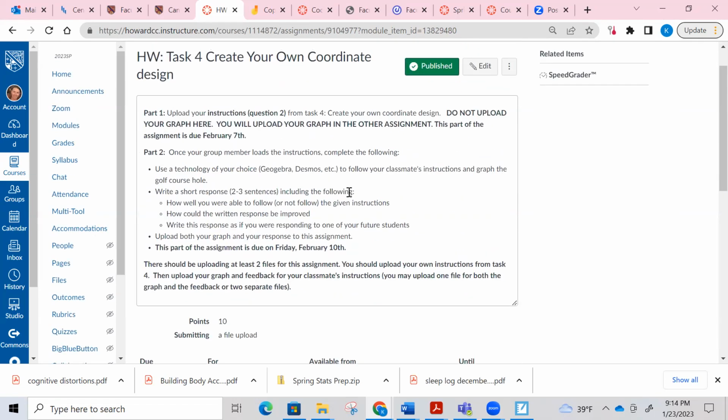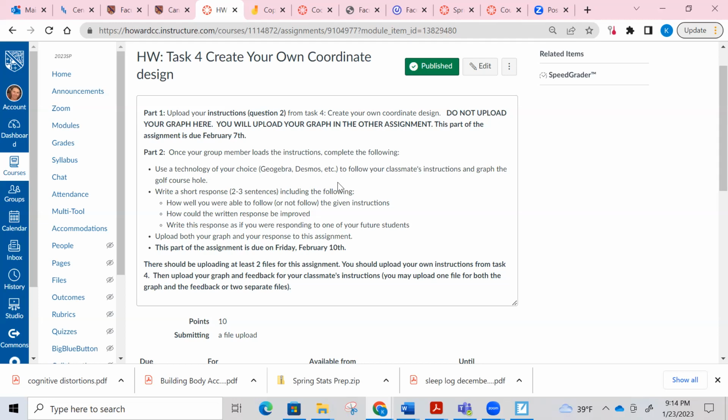Okay, so then after you do that part, you are going to do part 2. So you will be assigned with a group member. And with that group member, once they upload their instructions, you are going to graph their golf course using some type of technology. So you're going to either use GeoGebra or Desmos, or if you know another technology, you may use that. Okay, but you have to use technology. I have a video on how to use both GeoGebra and Desmos, so you can watch those videos if you need help with graphing on those tools. So you're going to follow your classmates' instructions and graph the golf course hole.